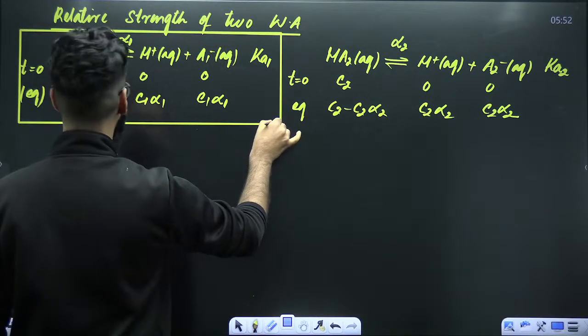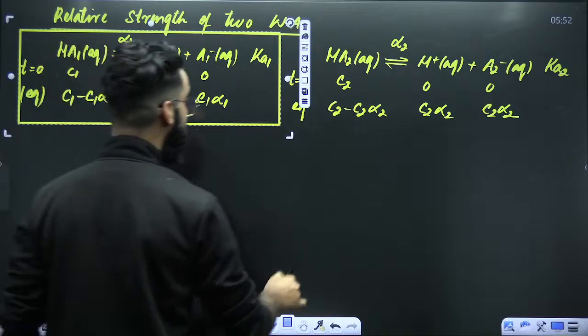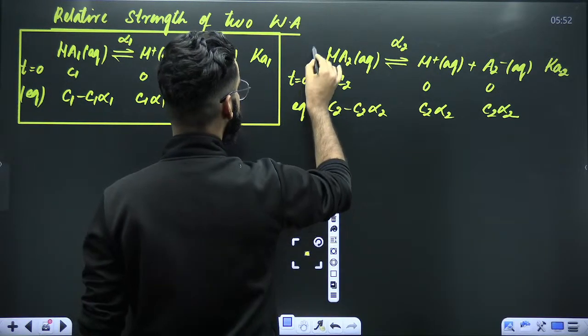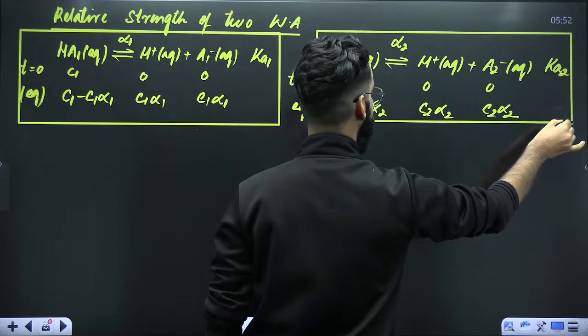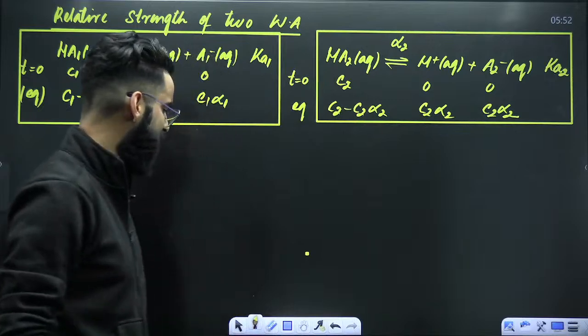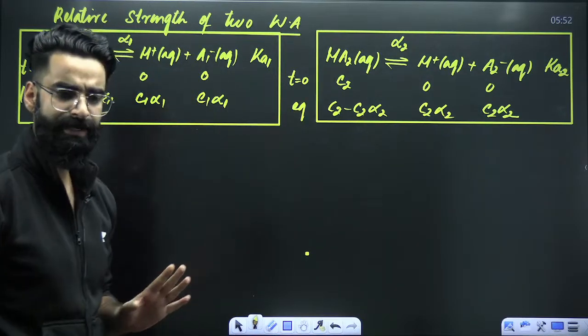So this is the first container, right? Similarly, this is the second container. So we have basically 2 containers containing 2 weak acids which are in equilibrium with their ions, right?